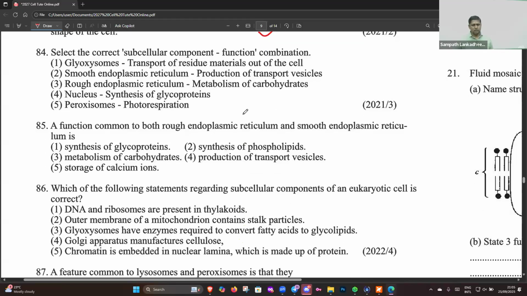Select the subcellular component function combination. Glycosome transport residue materials. No. Smooth endoplasmic reticulum produces transport vesicles. Yes. Rough endoplasmic reticulum metabolism. No. Nucleus synthesis of glycoprotein. No. Peroxisomes photorespiration. Yes, smooth endoplasmic reticulum producing transport vesicles, and peroxisomes photorespiration. So correct. We have two answers then.